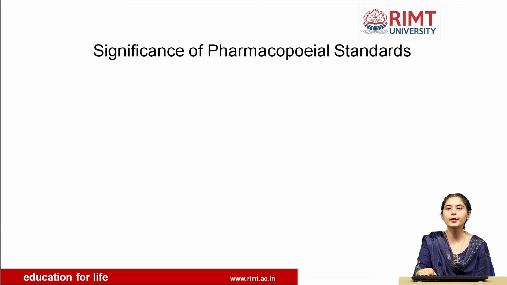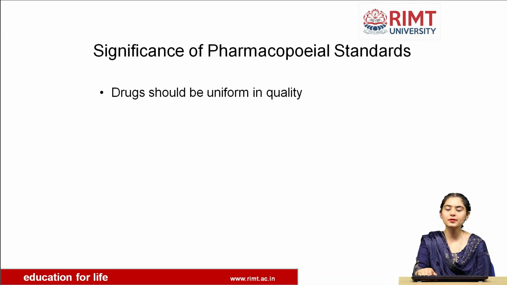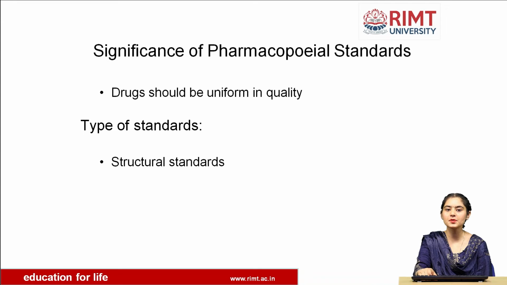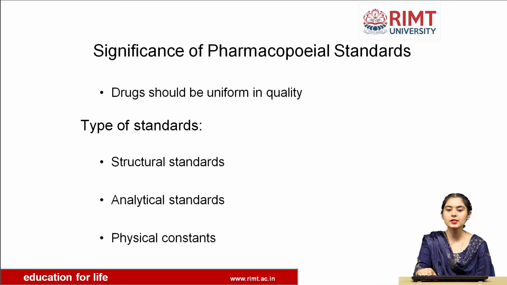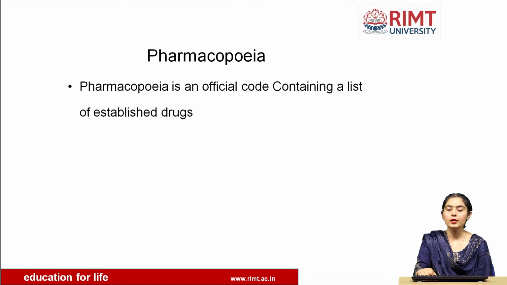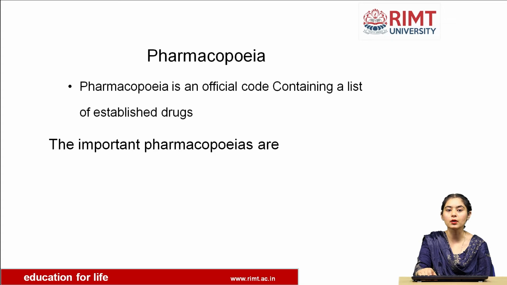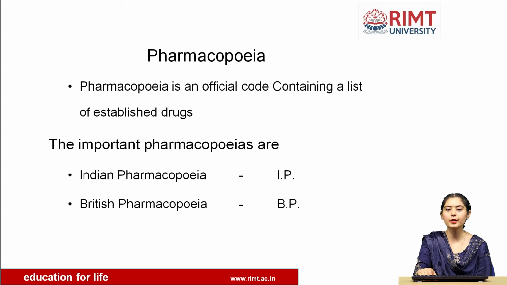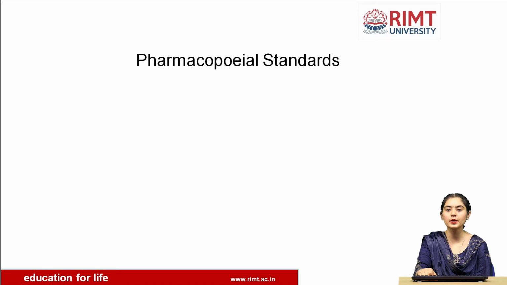What is the importance of the pharmacopoeial standard? It provides the drug uniformity in quality. The types of standards are structural standards, analytical standards, and physical constants. What is the pharmacopoeia? Pharmacopoeia is the official code containing a list of established drugs. Some important pharmacopoeias which are mostly used are the Indian Pharmacopoeia, British Pharmacopoeia, and United States Pharmacopoeia.